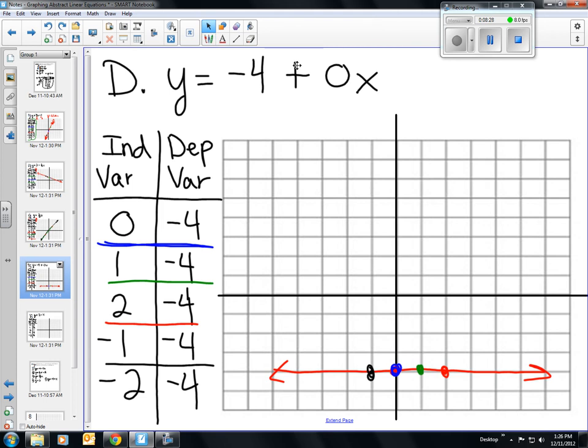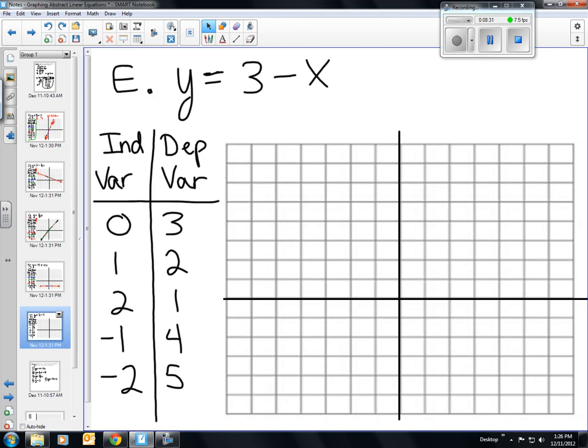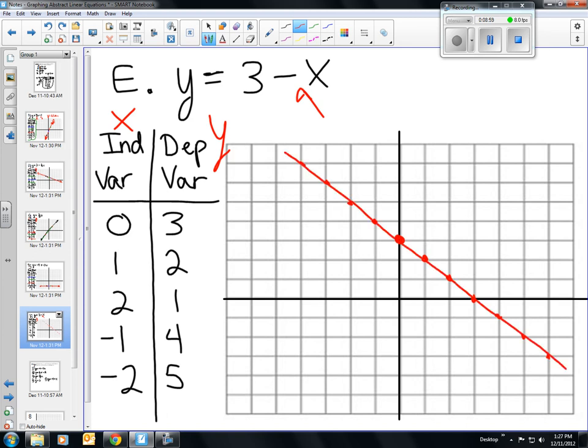Now let's look at part E. Here, again, our dependent variable is y, independent variable is x. And we use our starting point here of 3 to say this is where we're starting the graph. And then our slope, of course, is negative 1. So we're going to go down 1, right 1, down 1, right 1, and so on and so forth. Or we can go up 1, left 1, up 1, left 1, and then create the line with the arrows. Arrows are important.